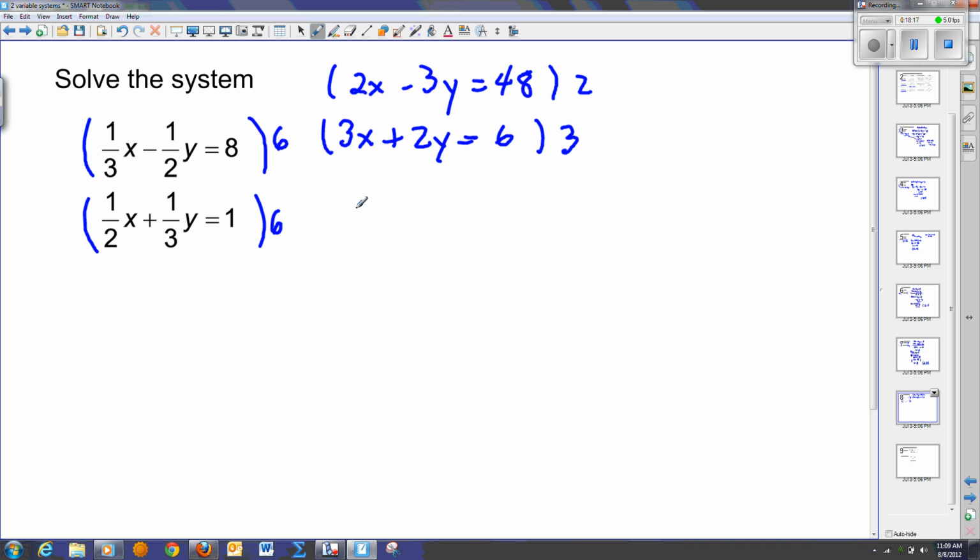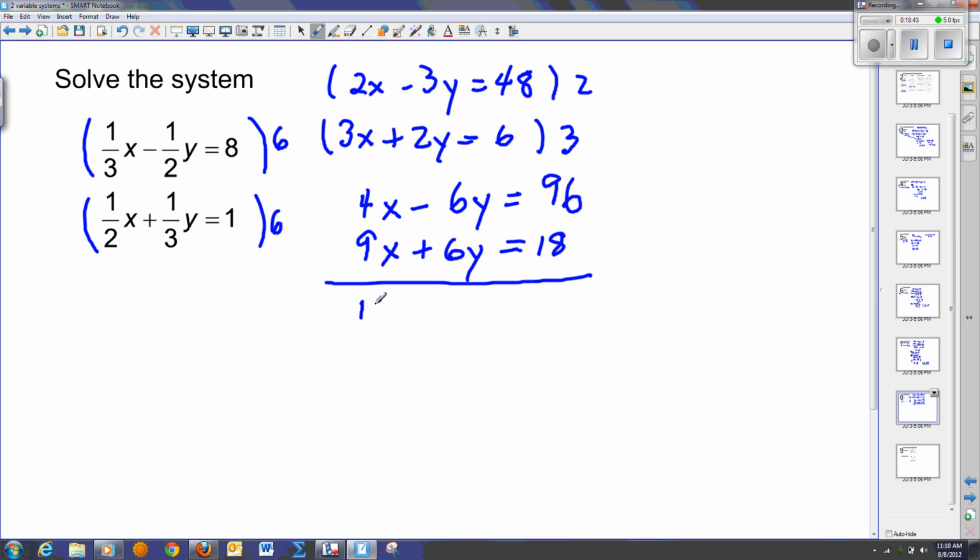So now I have 4x minus 6y is equal to 96. My bottom equation goes to 9x plus 6y equals 18. I can now eliminate. I have 13x is equal to, what is that, 114.